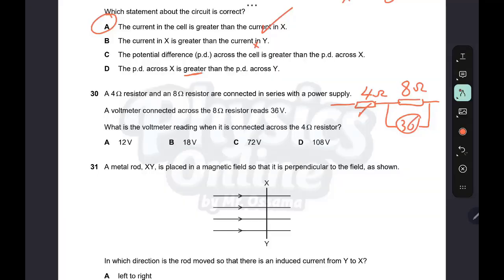We want the ratio R1 over R2 equals V1 over V2. R and V are directly proportional, so R1 over R2 equals V1. So here it will be 18.